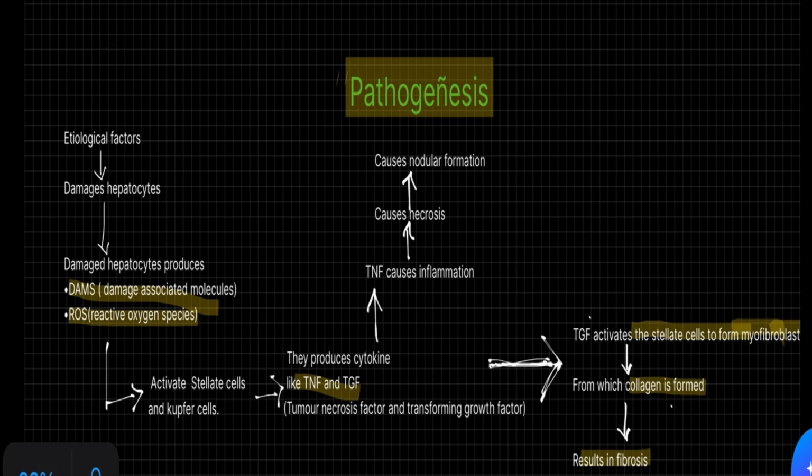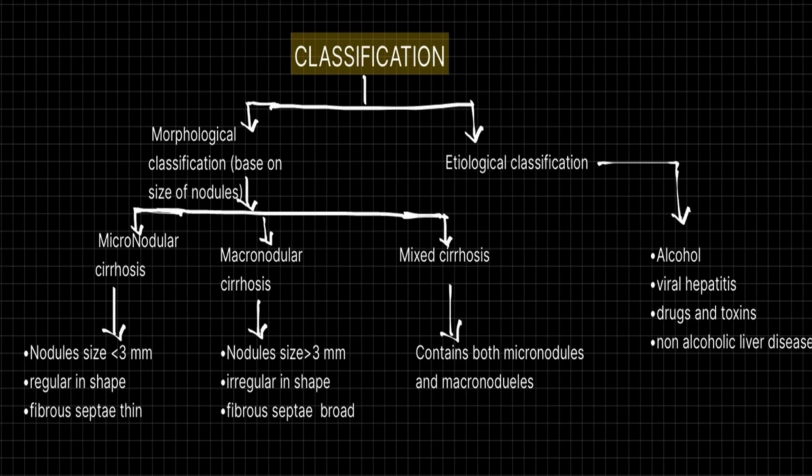So just repeating once again, once these etiological factors come, they result in damage of the hepatocytes, which produce reactive oxygen species as well as damage associated molecules, which results in the activation of Kupffer cells and stellate cells. This produces cytokines, results in fibrosis as well as formation of nodules, that is regenerating nodules.